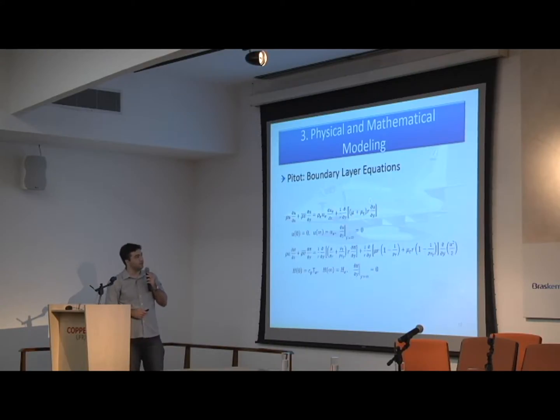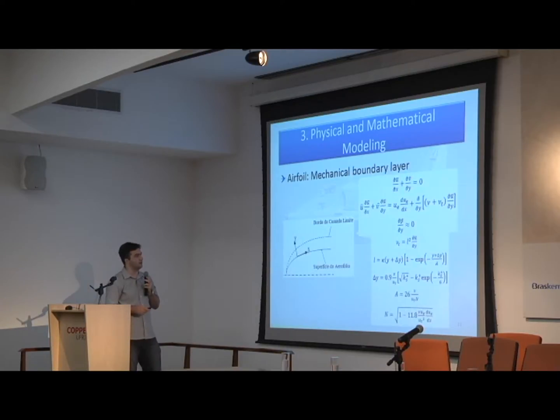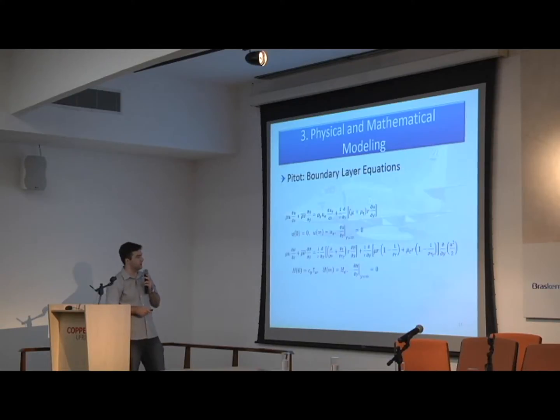And here we have the boundary layer equations that were used for the fluid flowing over the pitot probe, and nothing far from the open literature. Here we have a total enthalpy equation that is more convenient for the compressible flow that we are using. I'm not going to take a long time here.